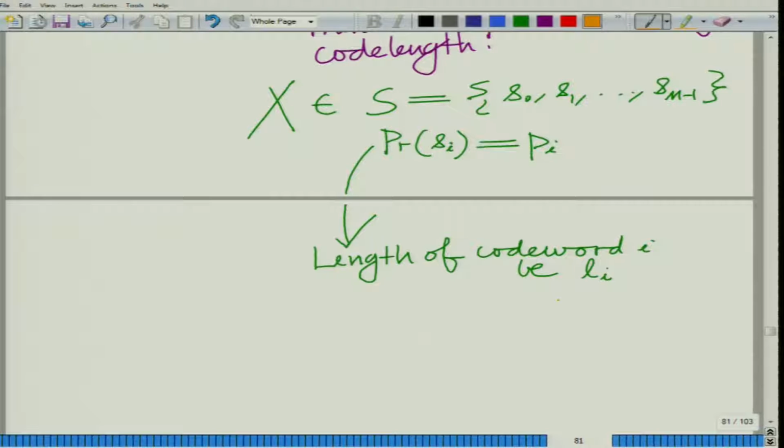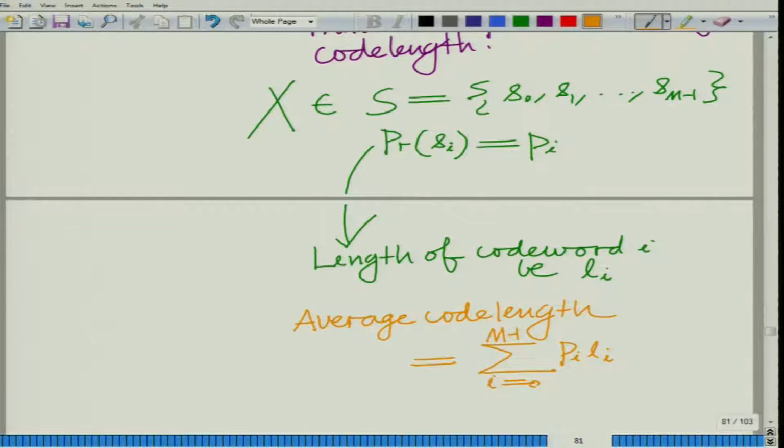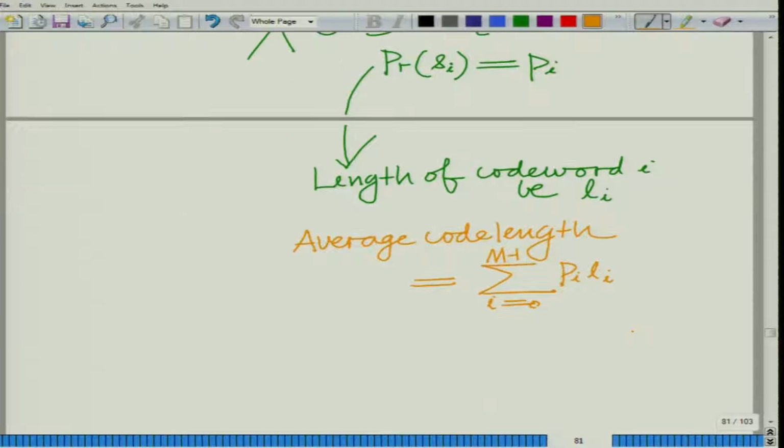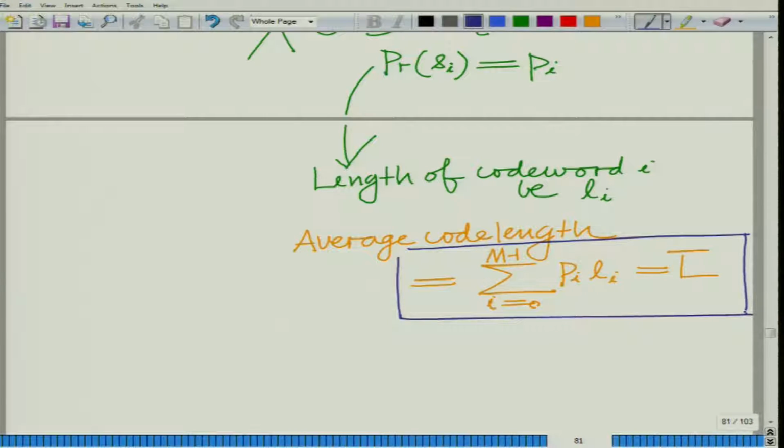Then we know that the average code word length is nothing but the expected value of L, which is the summation for i equal to 0 to m minus 1 of Pi Li, that is the summation of the lengths Li weighted by the probabilities Pi, correct. This is the average code word length, which we are denoting by L bar. We have seen this before. The average code word length is summation Pi Li, i equal to 0 to m minus 1.